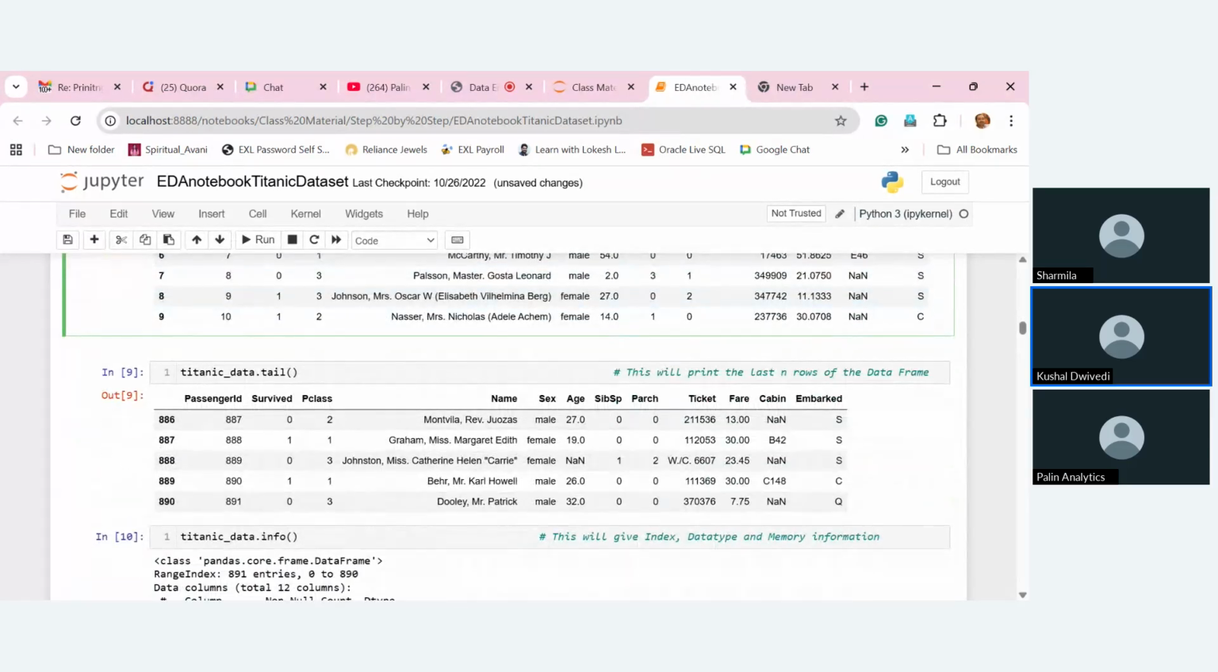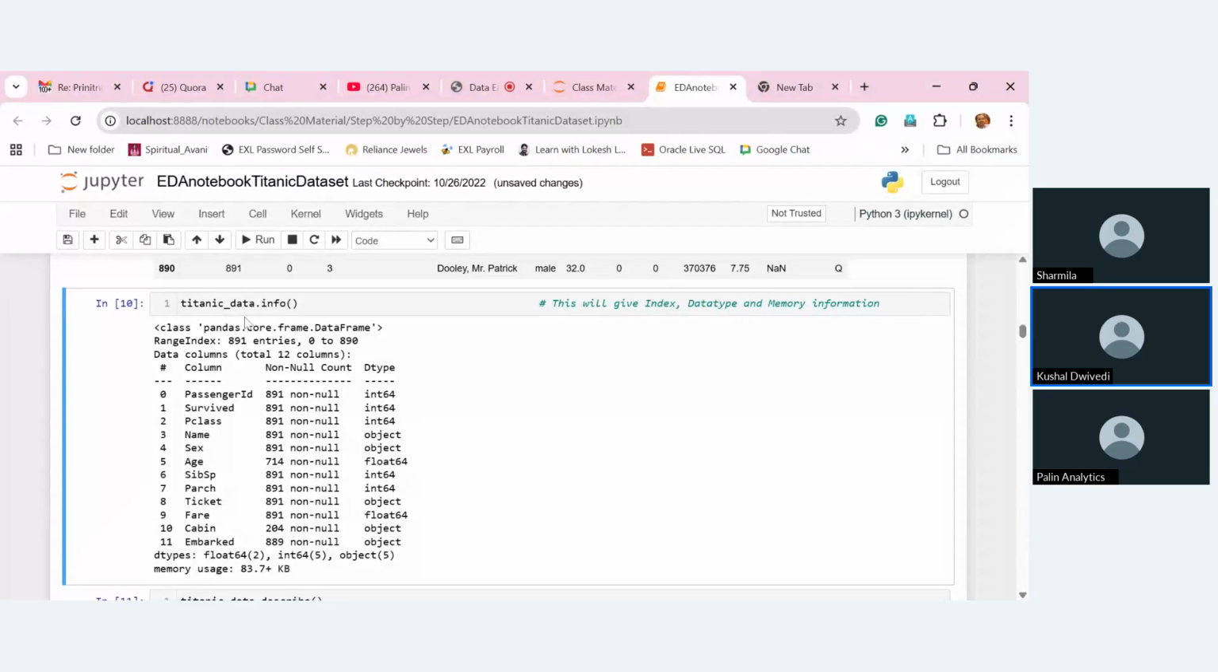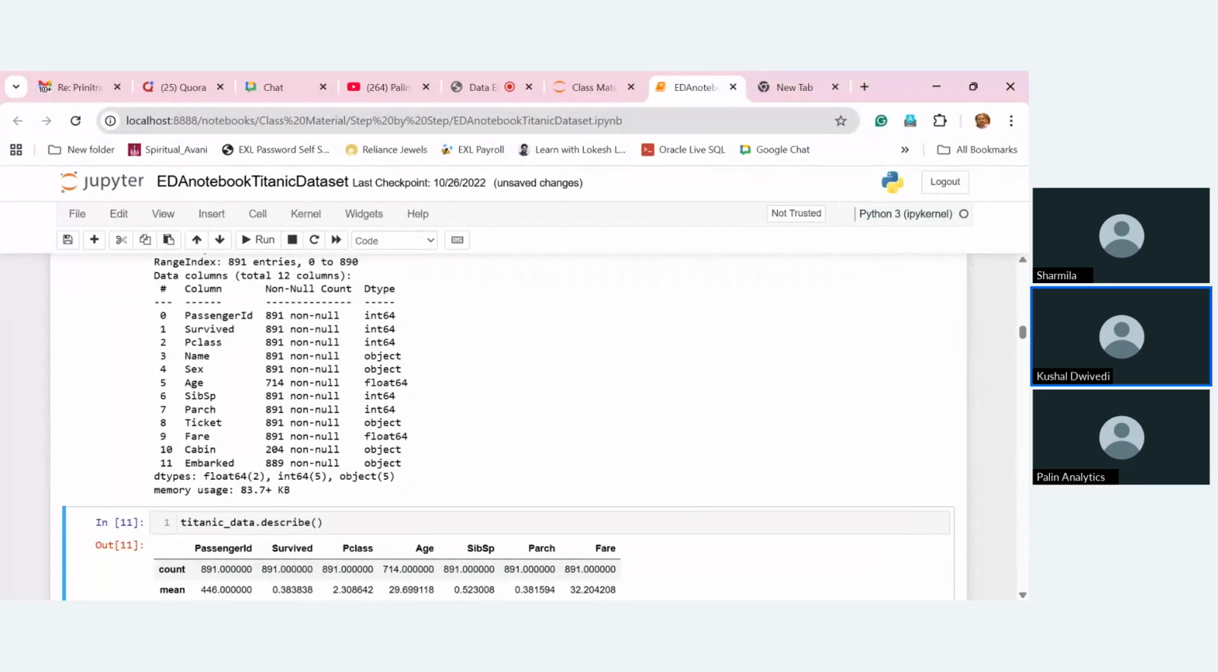Now there are the last few values, and I'm trying to see the information over here. So let's see the information. This information is going to tell me how many non-null values there are. You can see there are 891 values up to here, and here there are 714 ages. It means a lot of ages, around 177, are missing for the people.